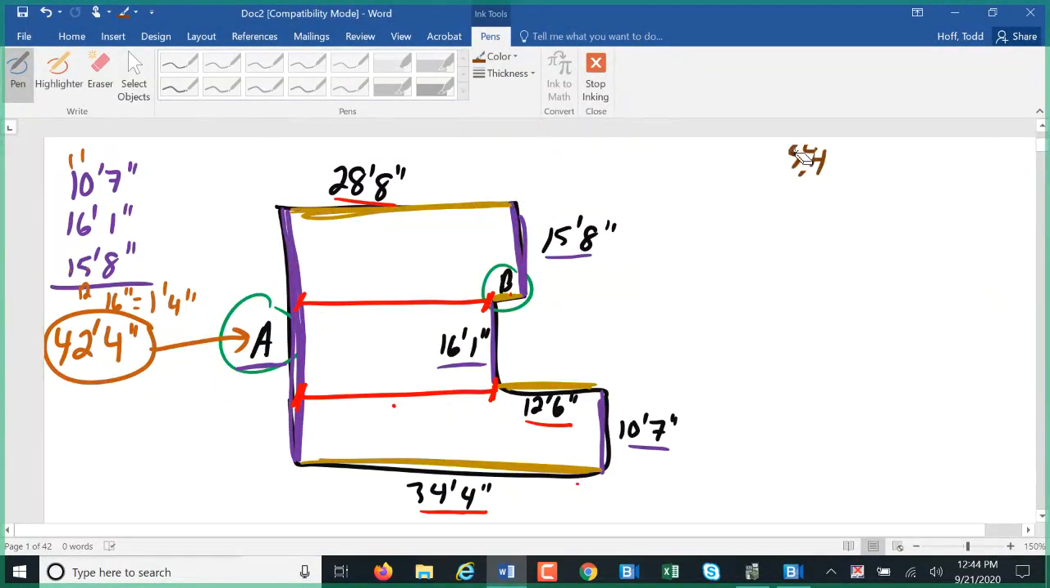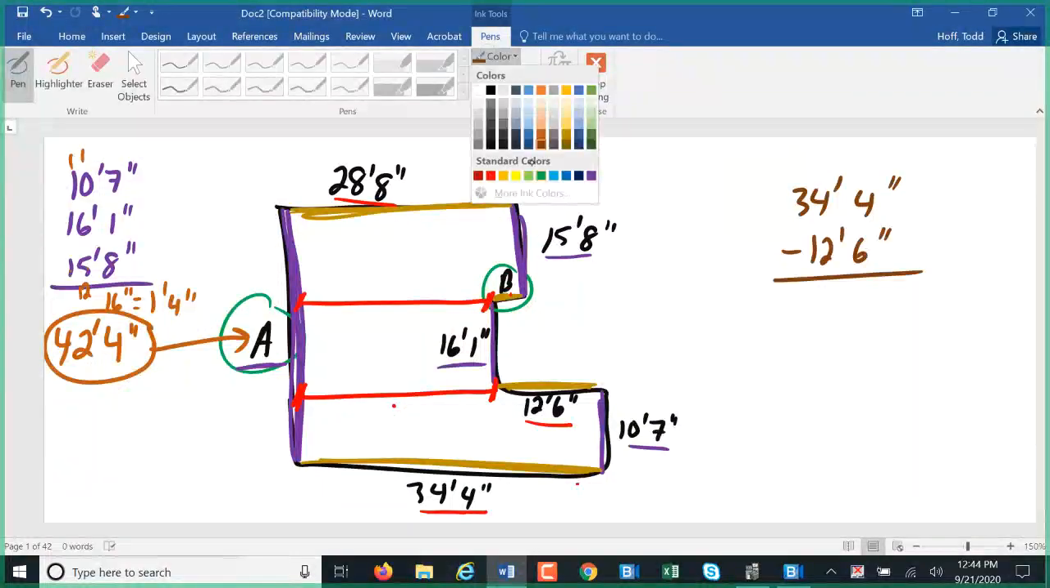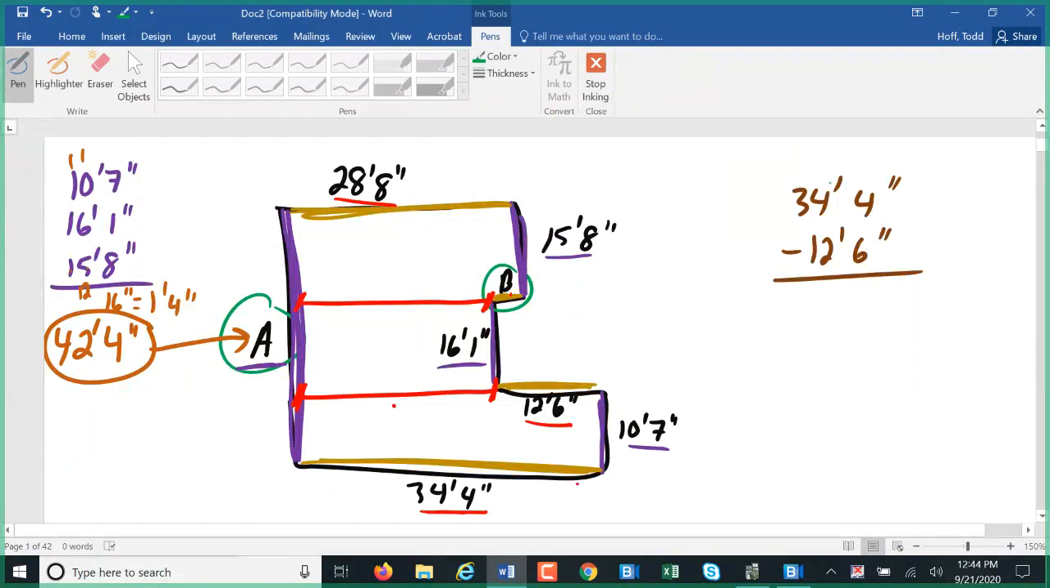So 34 feet, 4 inches minus 12 foot 6 inches. Of course, 4 minus 6 can't be done, so I'm going to borrow from the 4. That'll be 3. This is going to be, of course, plus 12 inches is 16 inches. 16 minus 6 is 10 inches. 3 minus 2 is 1, and 3 minus 1 is 2. So that's 21 feet, 10 inches across there. So of course, this is 21 feet, 10 inches.